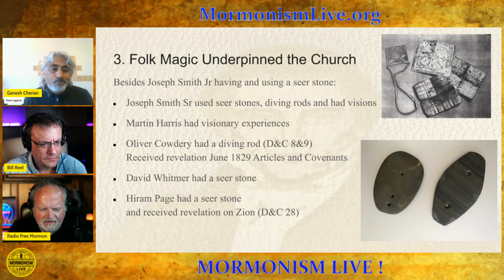Do you think if you have the folk magic worldview, you're more likely to see stuff? Yeah.